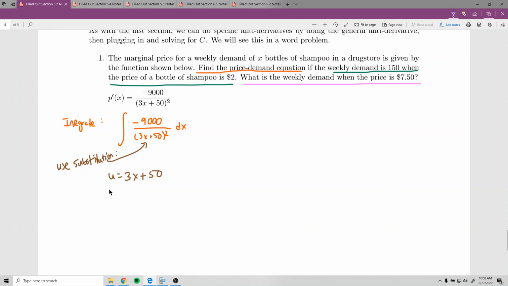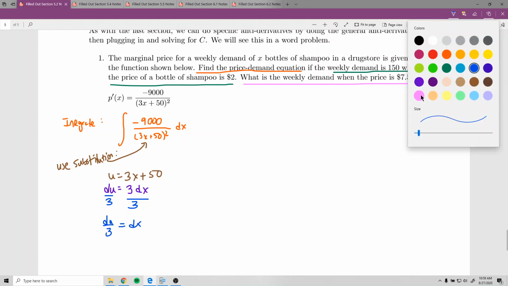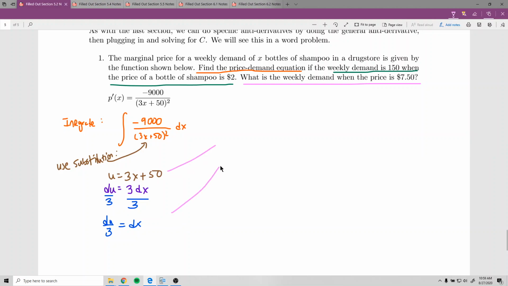Just like with all the other problems, we got to make sure we get dx by doing the derivative. The derivative of u is just 3 dx. And divide each side by the 3 because we want to plug in and solve for x like with all the other problems. So du over 3 equals dx. And we're going to plug in just like before.